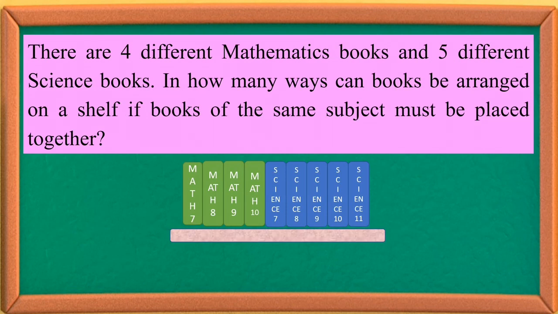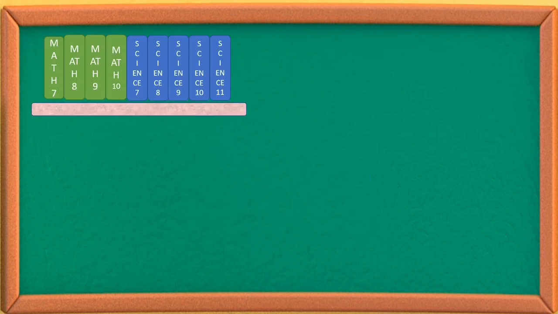There are 4 different mathematics books and 5 different science books. In how many ways can books be arranged on a shelf if books of the same subject must be placed together? So meaning, lahat ng math magkakasama, lahat ng science books magkakasama din or magkakatabi.